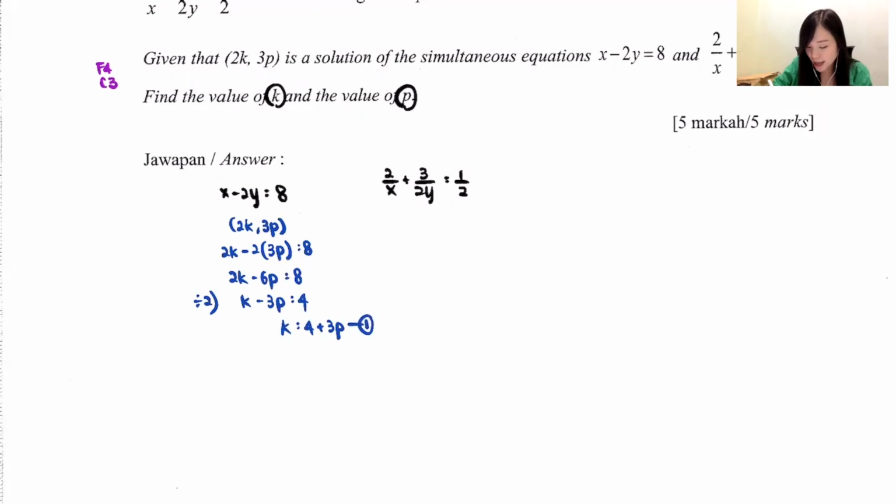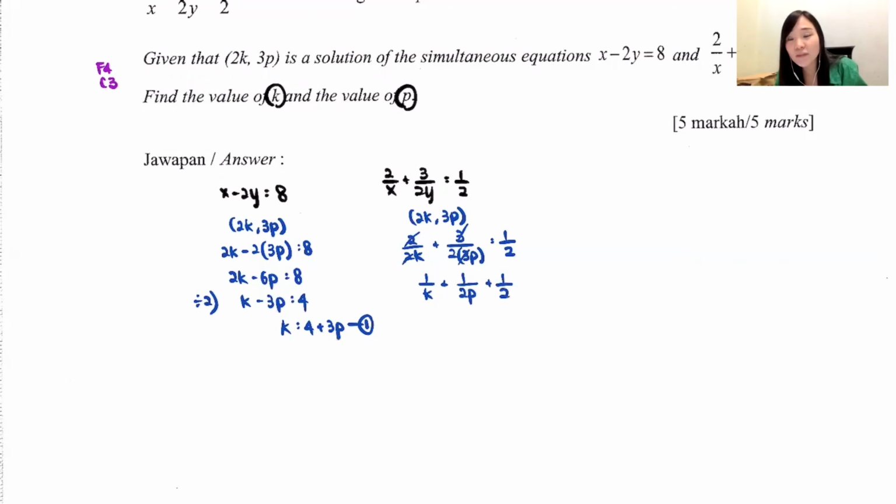Same for the other equation, I will also substitute 2K and 3P. So the X will be 2K, and the Y will be 3P, equivalent to 1 over 2. The 2 and 2 cancel, I will be left with 1 over K, plus the 3 and 3 cancel, 1 over 2P, plus 1 over 2. Please remember to make your life easier, for equation 2, try your best to make it without any fraction. If I don't like the fraction, I will try to make the denominator disappear. So how do I do that? First, I think I do it one by one.